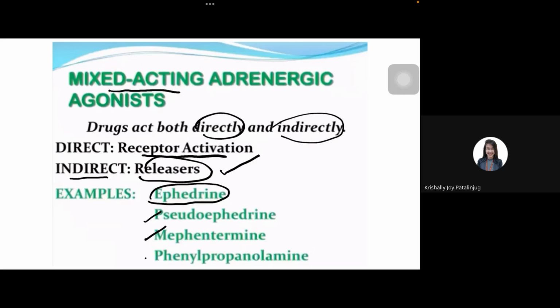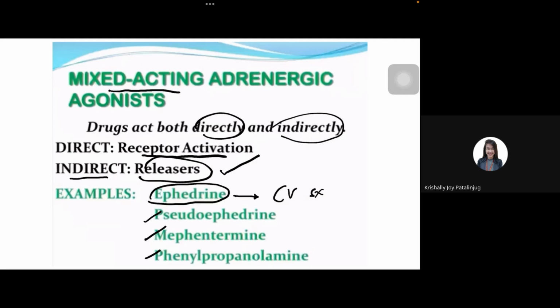phenylpropanolamine. Okay? Yung ephedrine, this is actually associated with cardiovascular symptoms. Okay, so meron siyang kaakibat na adverse effects related to cardiovascular. So we could conclude na deadly siya, nakakamatay siya. Because if the drug has adverse effects something to do with cardiovascular, life-threatening na siya na mga gamot.